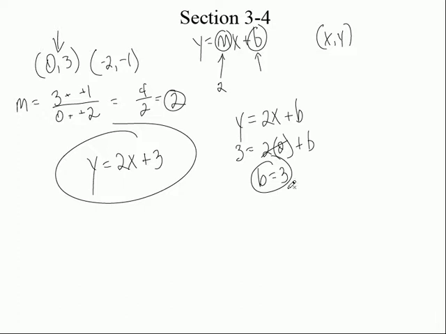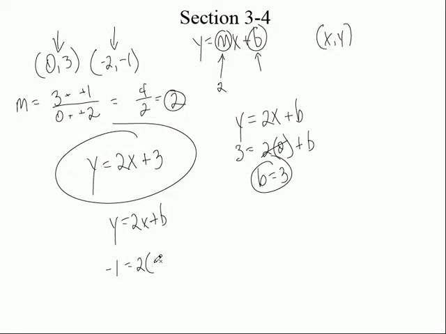All right, let me just show you. Remember I said I picked this point? You could pick this point if you wanted to and put it in for this x and y. Let's see. So y, I'm going to write it again. Y equals 2x plus b, right? Instead of putting in 0 and 3 in for the x and the y, let's put in -2 and -1 in for the x and the y and see what we get.